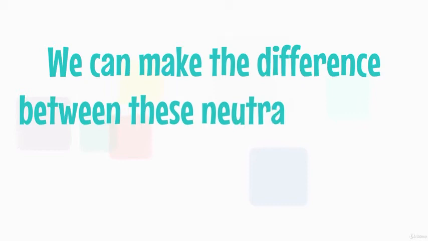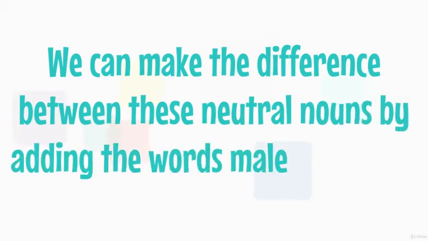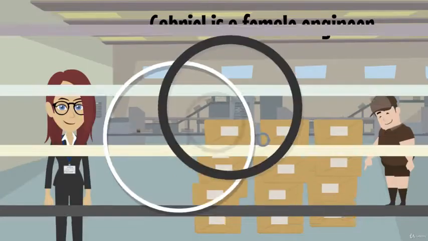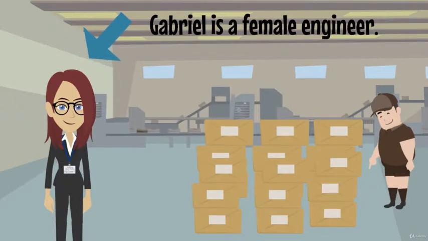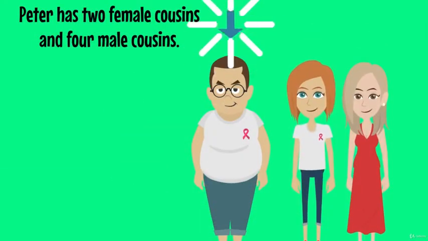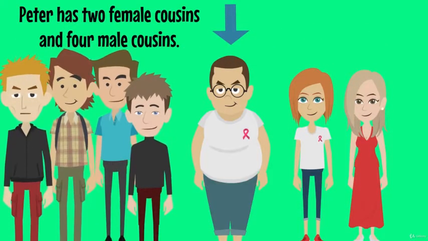We can make the difference between these neutral nouns by adding the words male or female. Gabriel is a female engineer. Peter has 2 female cousins and 4 male cousins.